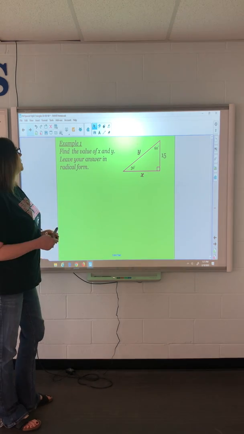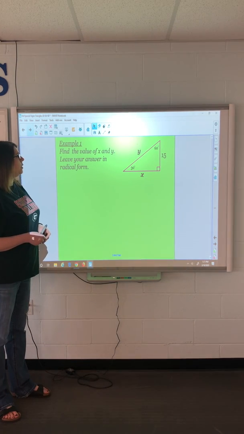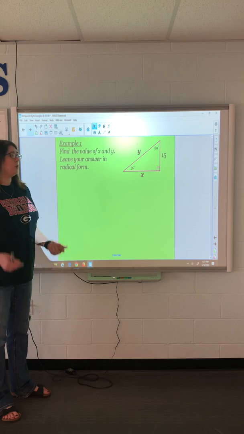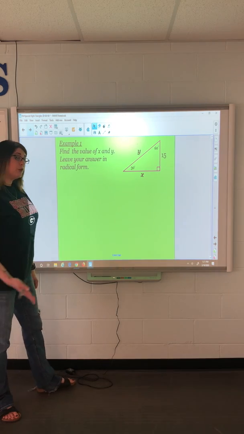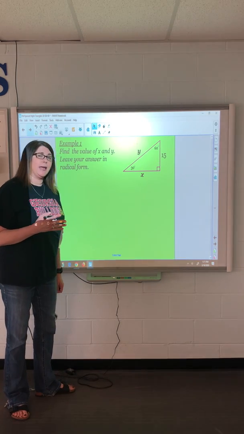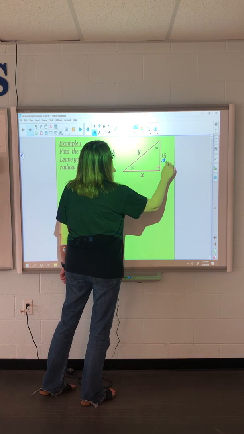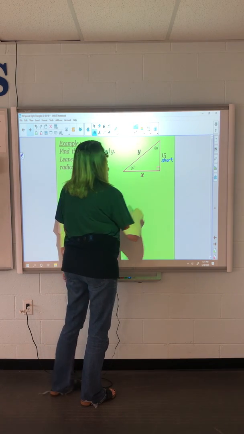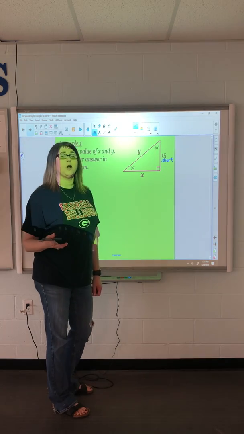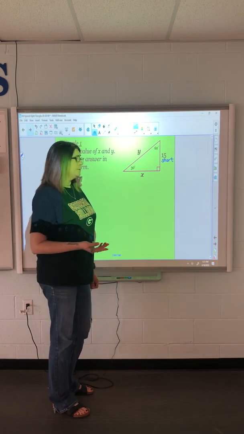So let's try it out. This first example says find the value of x and y. Leave your answer in radical form. So in the picture, I have a 30, 60, 90 triangle. And what I know that I have is I have the short side right here. I know it's the short side because it's across from the 30-degree angle.